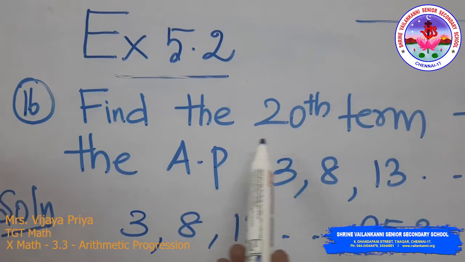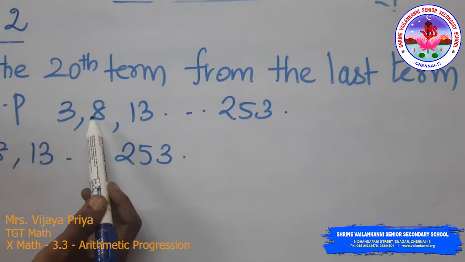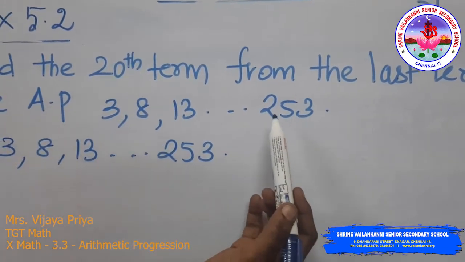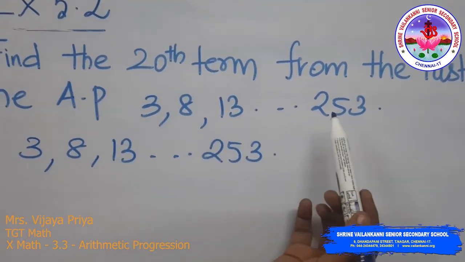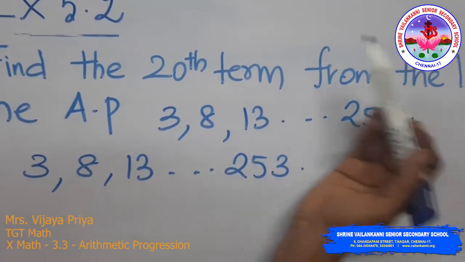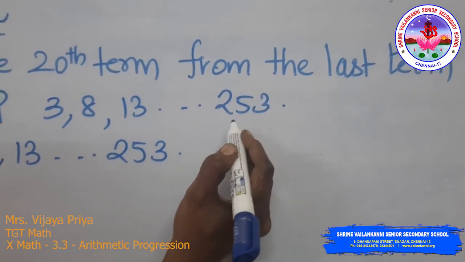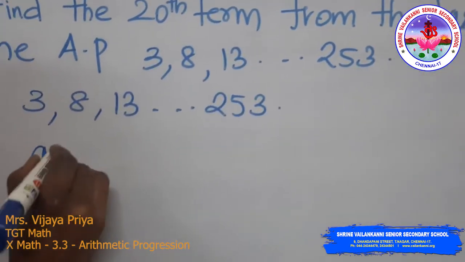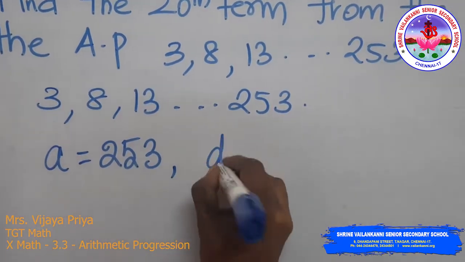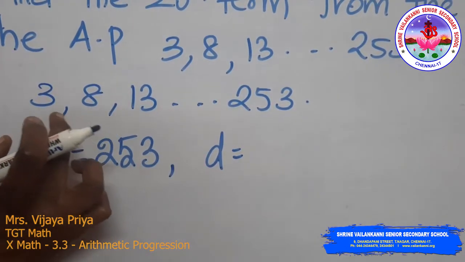16th problem, find the 20th term from the last term of the AP 3, 8, 13 and so on, up to 253. So he is giving you the sequence. He wants you to find out the 20th term from the last, moving from the last term. So we are taking the last term as the first term now. So I am going to take my A is equal to 253 and I want to find out the common difference.